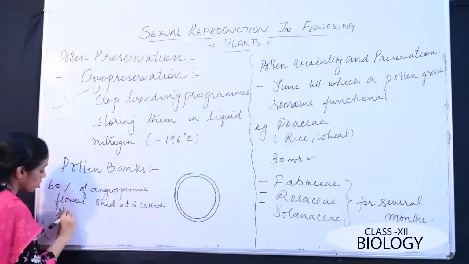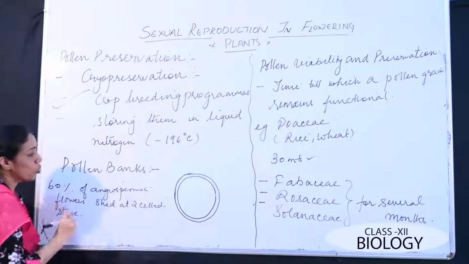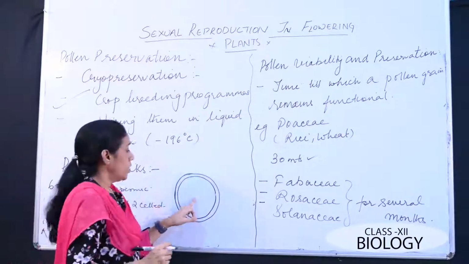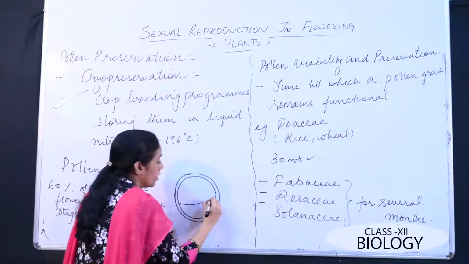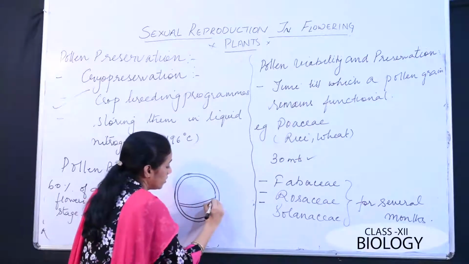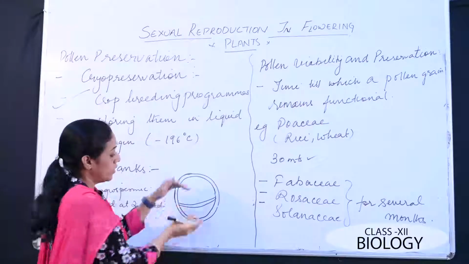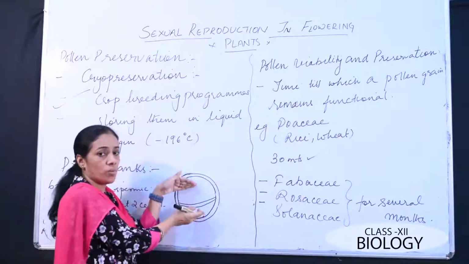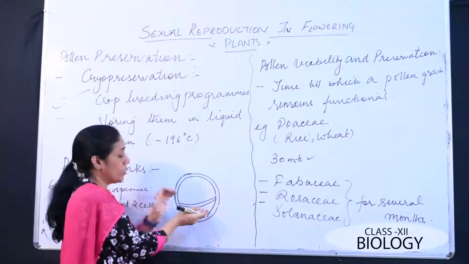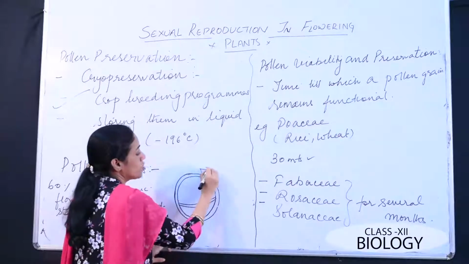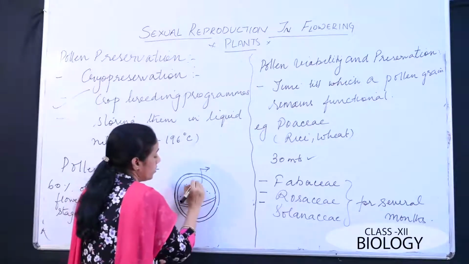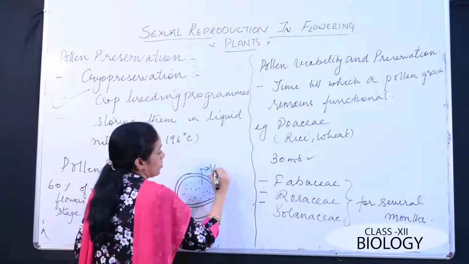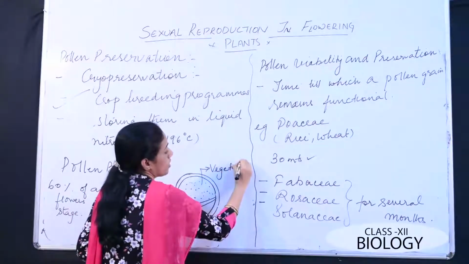Now what is this 2-cell stage? 2-cell stage means the pollen grains will divide mitotically, and 2 compartments will be formed. That is, 2 cells will be formed. This cell, the uppermost cell, is called the vegetative cell. So I am writing over here, it is called a vegetative cell.